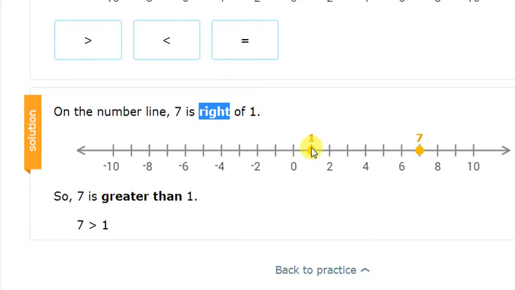And all the numbers on the left side of 1, for example 0, -1, -2 and so on, are smaller than 1 on the number line. So you can plot and easily identify the larger number among the two, right? So this is a very simple concept. So let's start practice now.